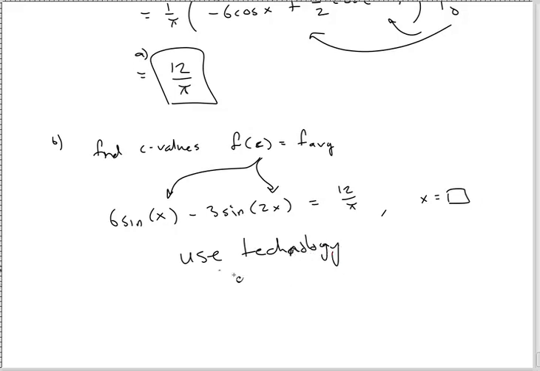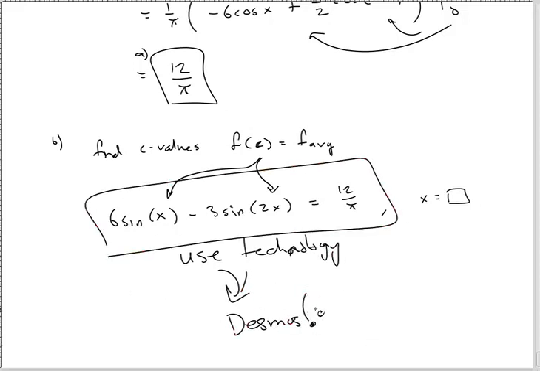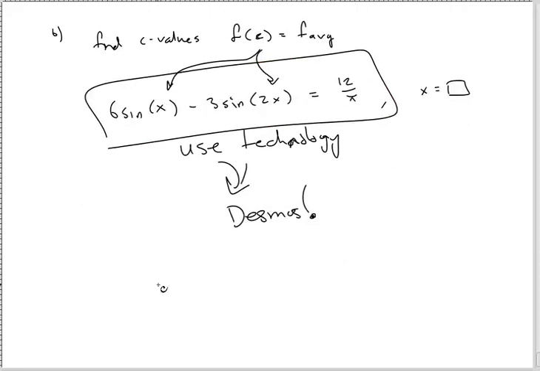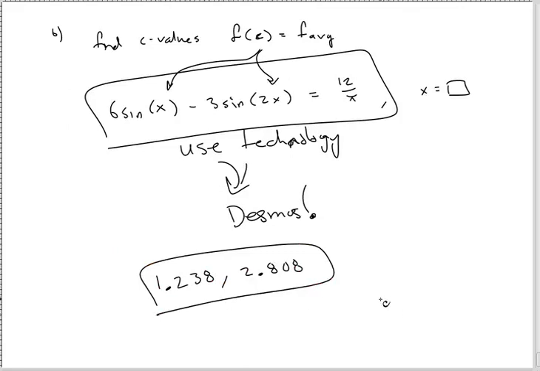And you know what that means here in this class? It means Desmos. That's right. Go to Desmos, type this in with the x's, and find when it crosses the x-axis. It's 1.238 and 2.808. You are done.